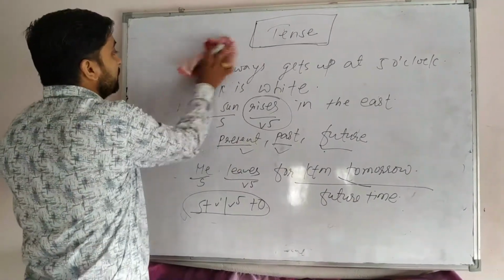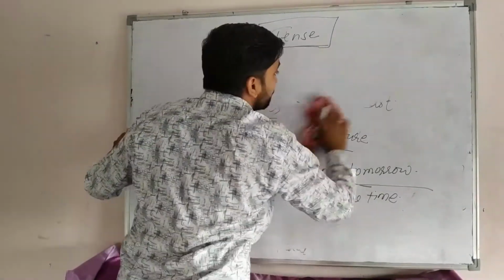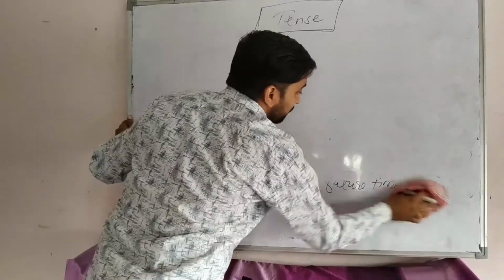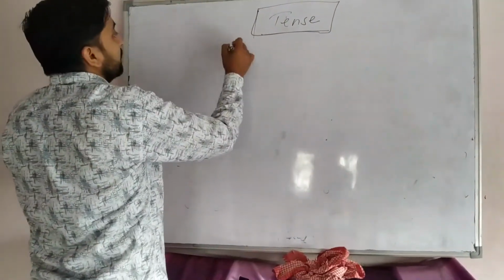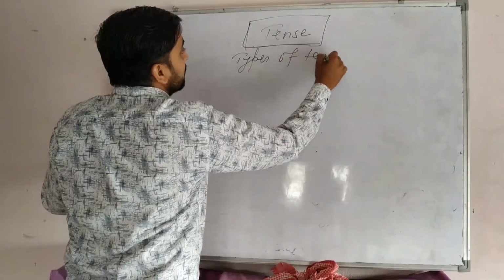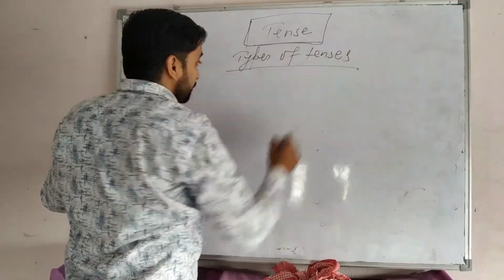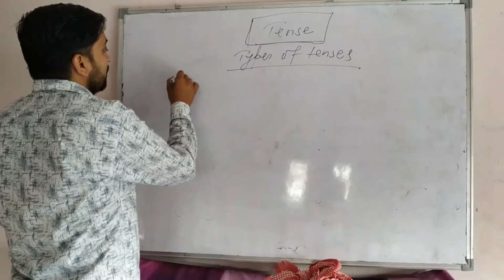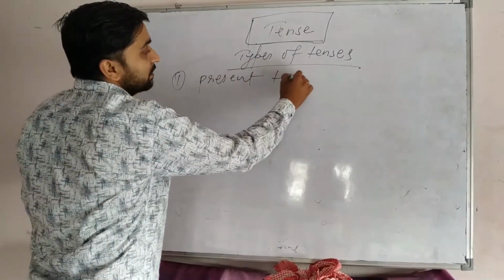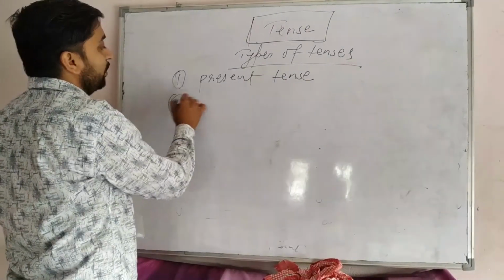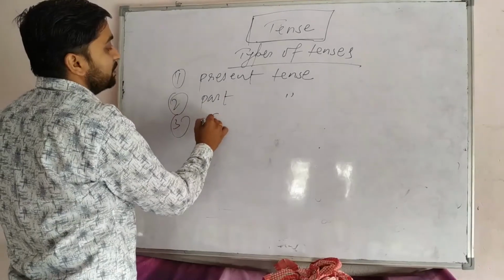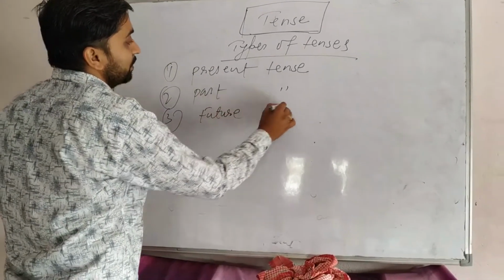Now we'll go further. Just focus here. That is the types of tenses. We already know the types of tenses: present tense, past tense, and future tense.